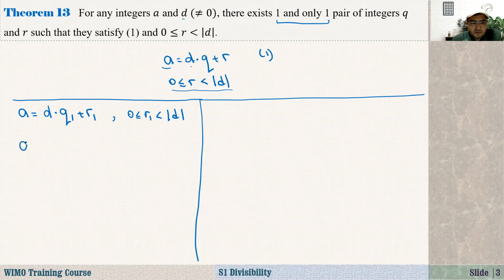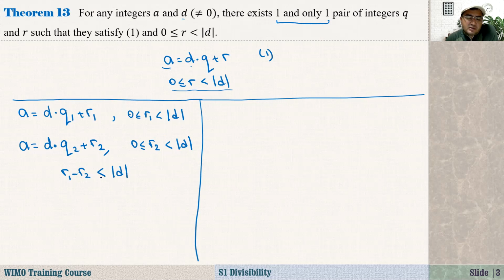Also, let's say we have another form. A also can be described in a different form: a is equal to d times q2 plus r2, and also here 0 is less than or equal to r2, which is less than d. Now r1 is strictly less than the absolute value of d, and r2 is also less than the absolute value of d. So r1 minus r2 is also less than the absolute value of d, because both are integers less than d. And if you subtract, they get smaller. Even if they may go negative, the difference will be less than the absolute value of d.